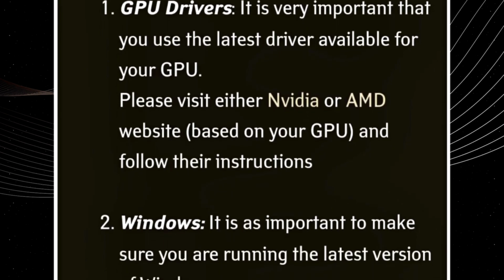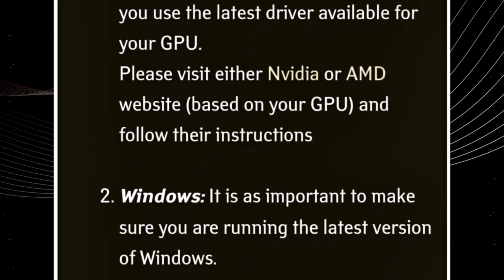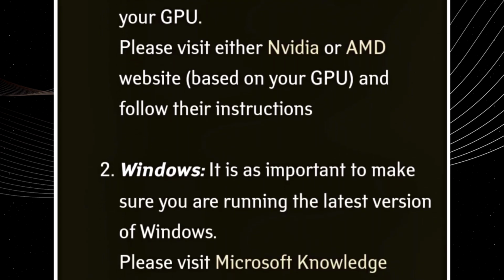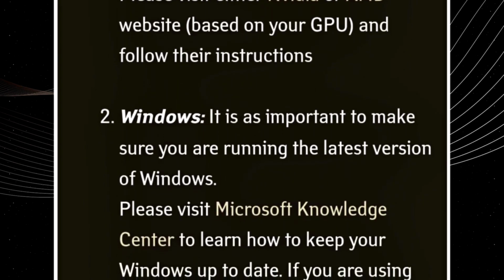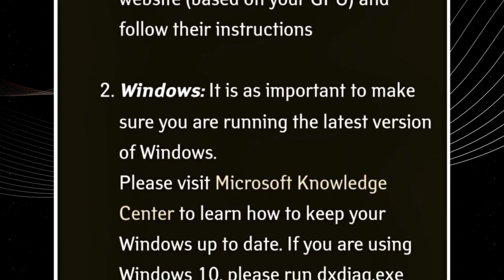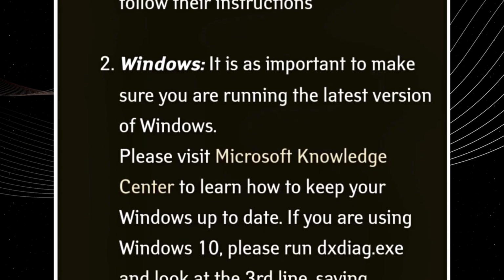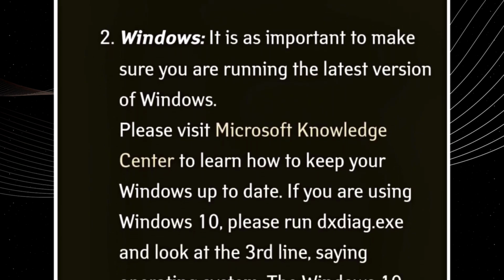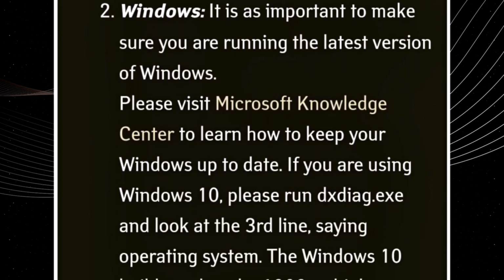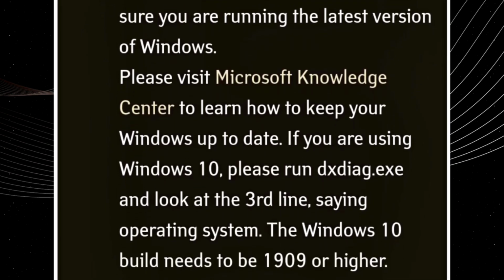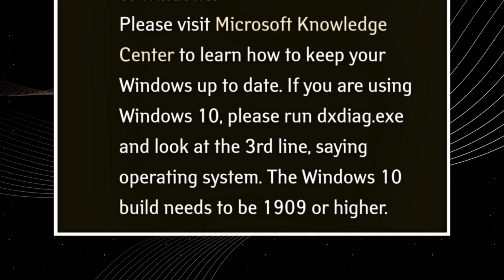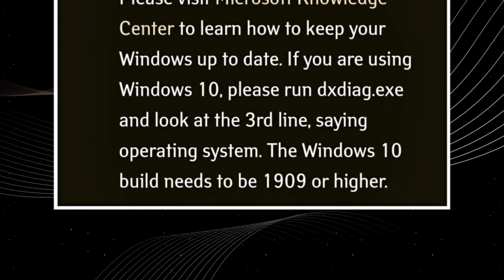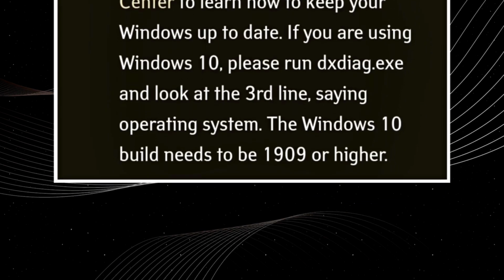The second step is Windows. It is just as important to make sure you are running the latest version of Windows. Please visit the Microsoft Knowledge Center to learn how to keep your Windows up to date. If you are using Windows 10, please run dxdiag.exe and look at the third line saying Operating System. The Windows 10 build needs to be 1909 or higher. So these are the two solutions.